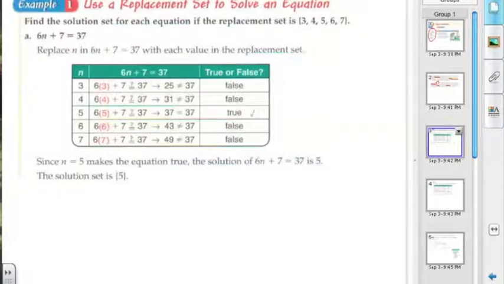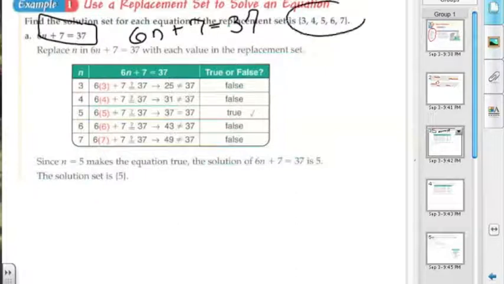Okay, so here is the open sentence. We have 6n plus 7 equals 37. Now, what we want to know is, if we have this replacement set, the numbers 3, 4, 5, 6, and 7, and we substitute each of those in, one at a time, in place of the n, so we take this 3 and put it in place of the n, and then we solve for it. We simplify it. Does it make a true statement or a false statement?